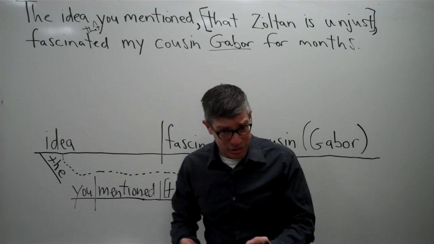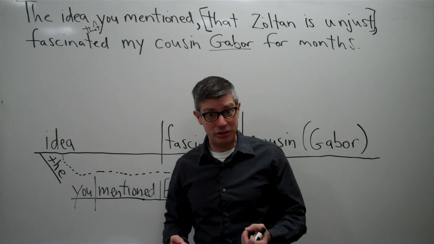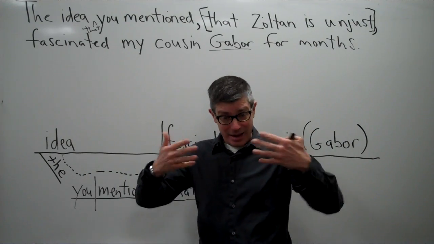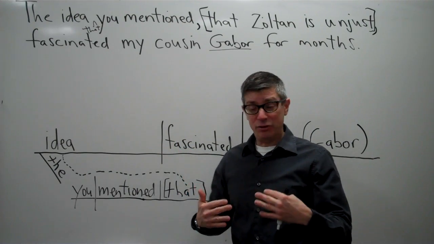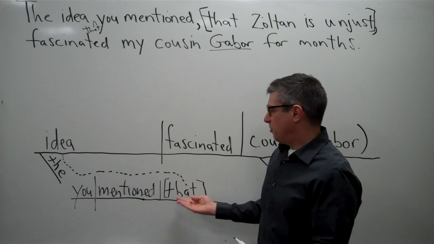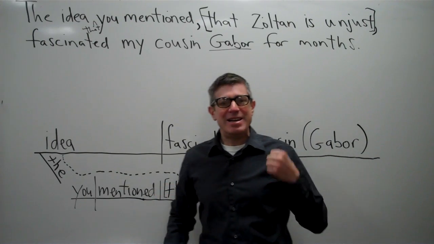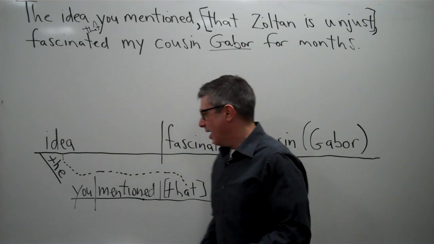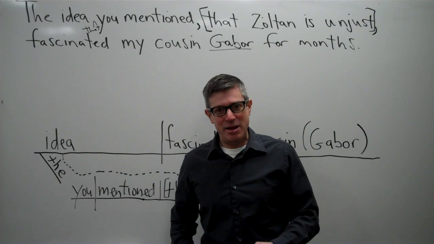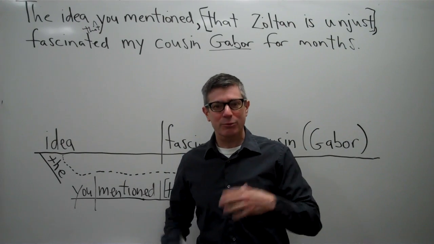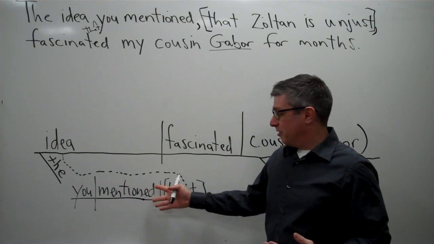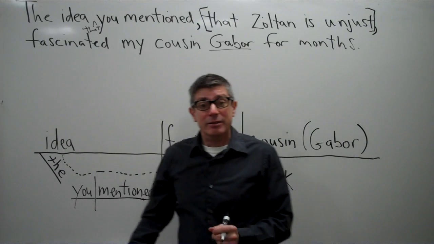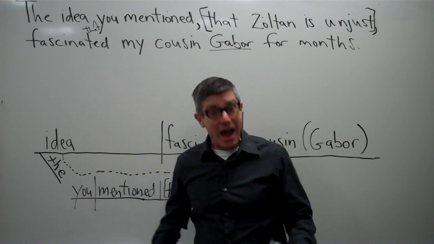The idea is that Zoltan is unjust. That Zoltan is unjust is the idea. The idea equals that Zoltan is unjust. But you can't do that with this thing. You can't say the idea is that you mentioned. That's the idea. Well, that isn't the idea. And similarly, you can't say that you mentioned is the idea. Well, that makes no sense at all. This thing is an adjective. It's functioning as an adjective. But this thing here, like all appositives, functions as a noun.